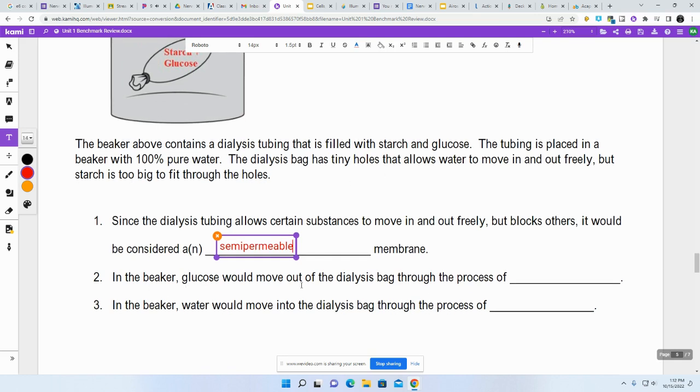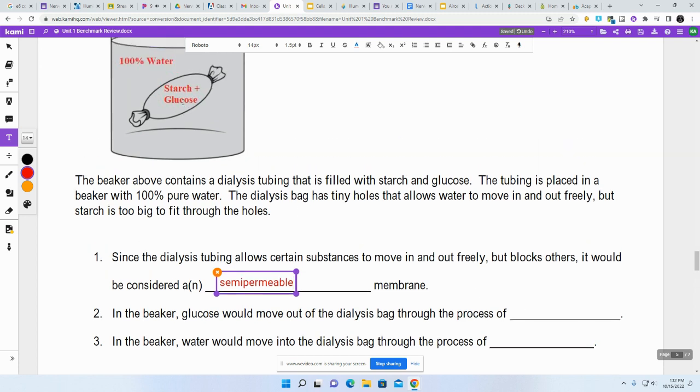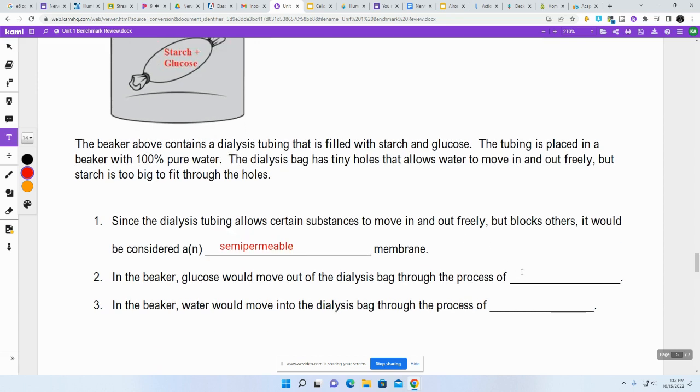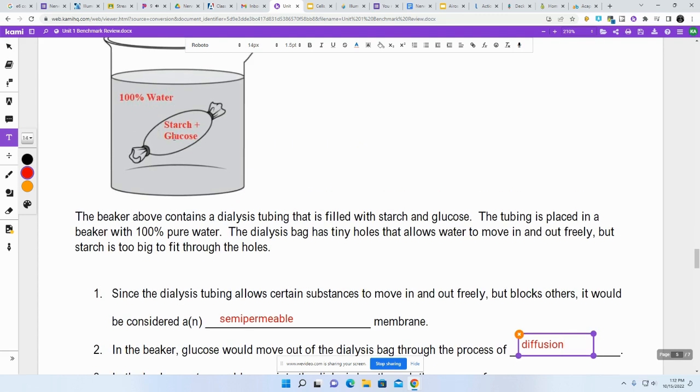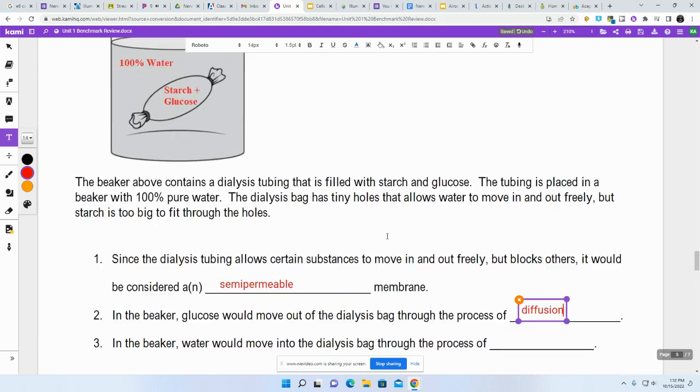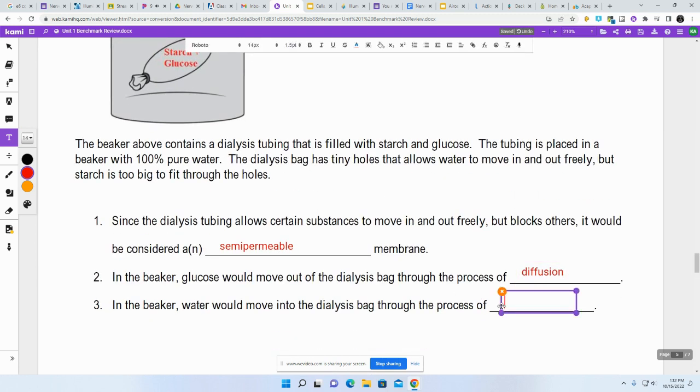In the beaker, glucose would move out of the dialysis bag. There's a lot of glucose in here, none out here, so of course it's going to move out from high to low concentration. And since that's glucose being moved, that's diffusion. Water is going to move in from 100% water to very little water in here. But remember, since it's water, that's osmosis.